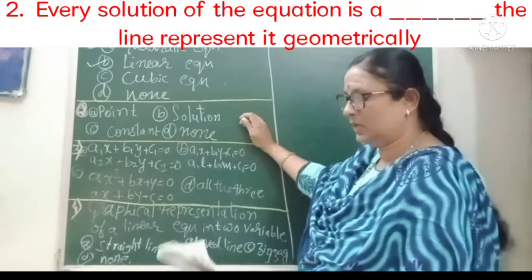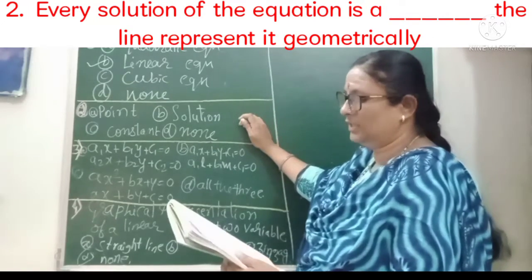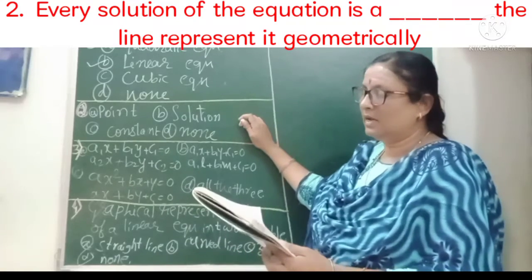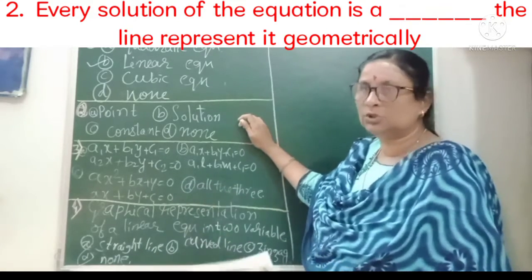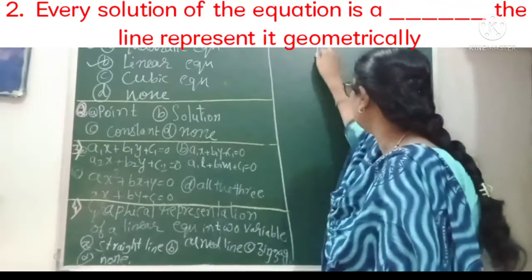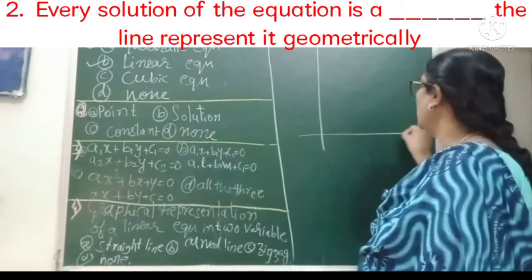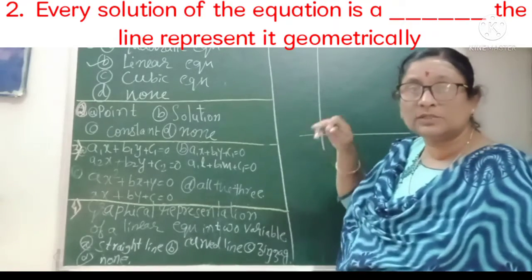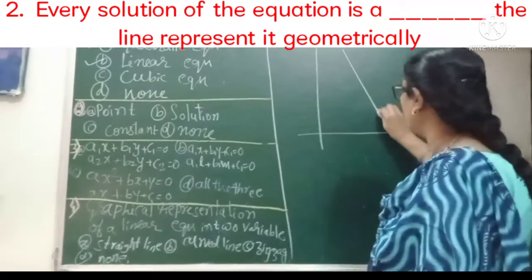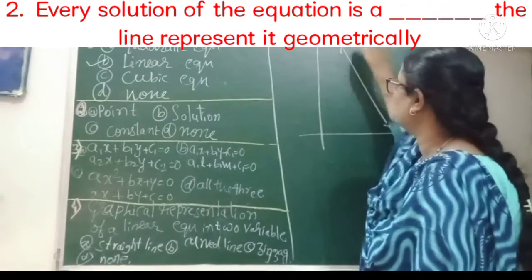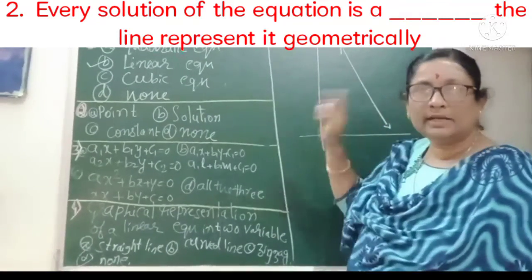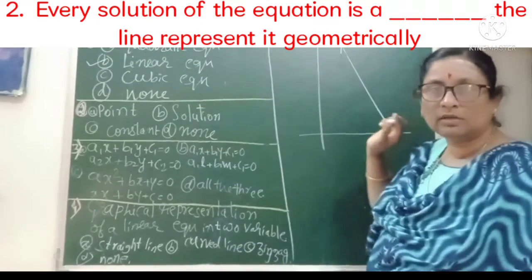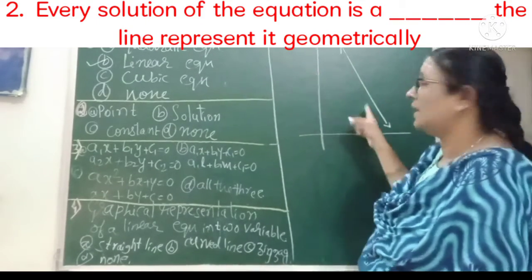Now look at the second one. Every solution of the equation is a dash on the line representing it geometrically. What is the meaning of that here? When we draw a linear equation graphically, or as it is mentioned here, geometrically, what do we find? You find a straight line. Am I right? Remember this: when you draw a linear equation in a Cartesian plane, you are going to get a straight line. Remember this point also.